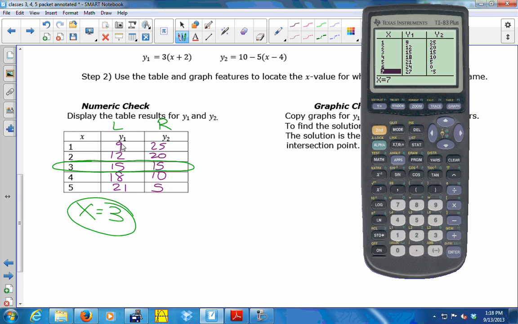All right, and then I'm going to do a more graphical method. Rather than using the table, I'm going to use a graph. So I already have the left side and the right side in y1 and y2. And I'm just going to press zoom 6, because remember that gets you a standard viewing window. Negative 10 to 10, negative 10 to 10.